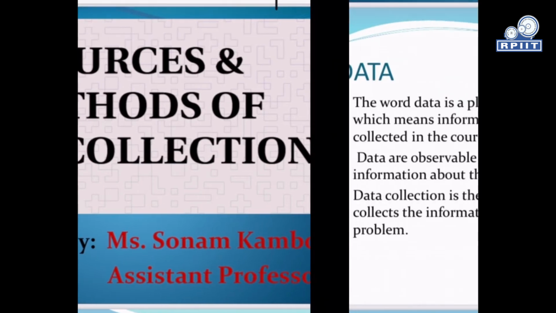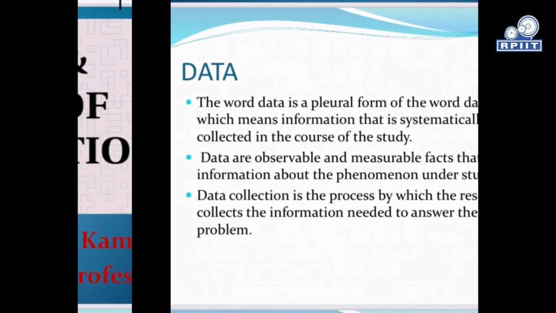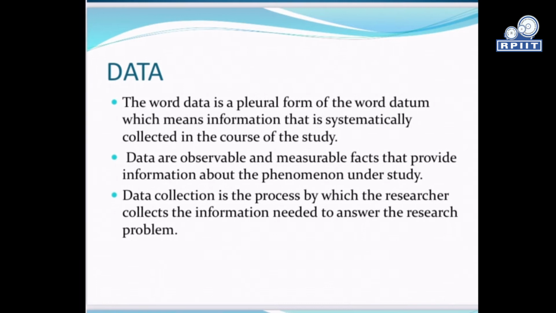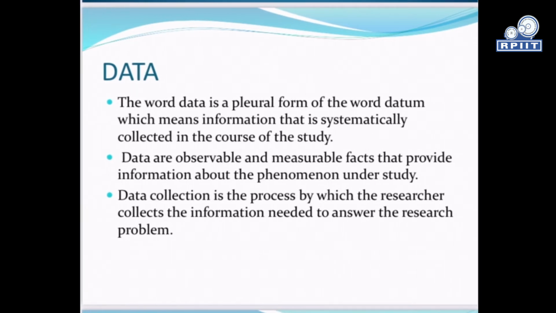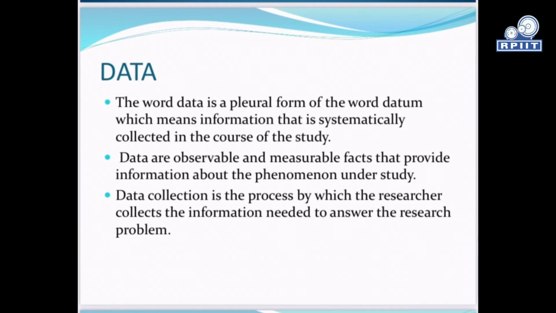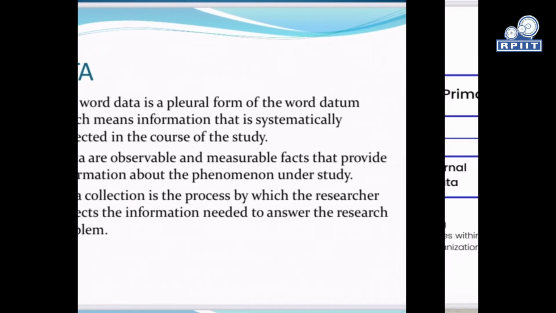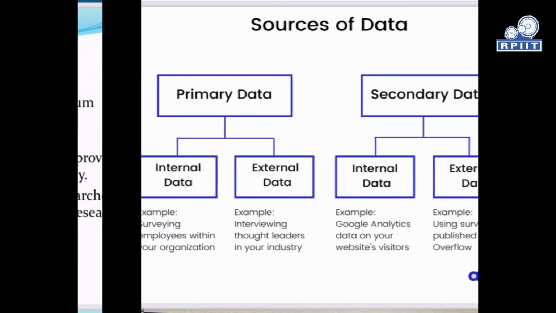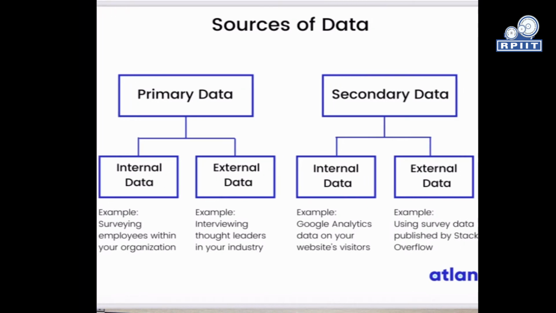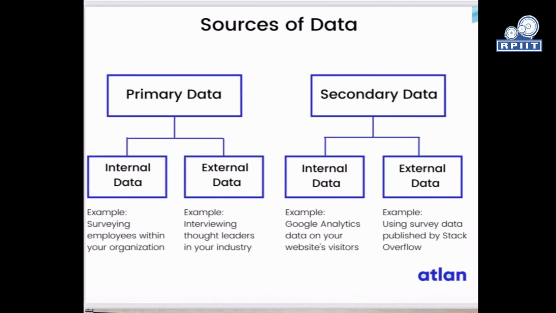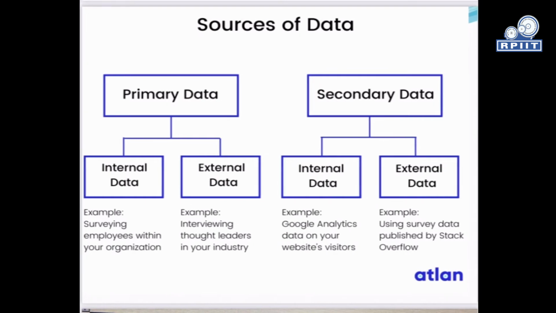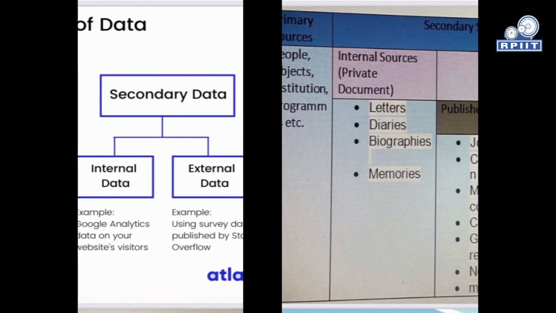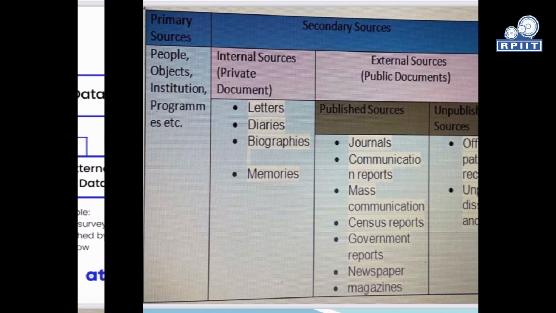Next is sources of data. There are two sources of data: first, primary sources, and second, secondary sources. So what are primary sources? Primary sources are those in which we collect first-hand information directly from people, objects, institutions, programs, and so on. Secondary sources are those in which we collect second-hand information, not from the original source, but from other persons or other sources. It is of two types, internal sources as well as external sources.